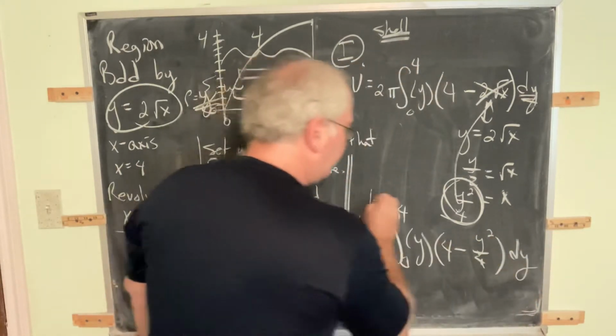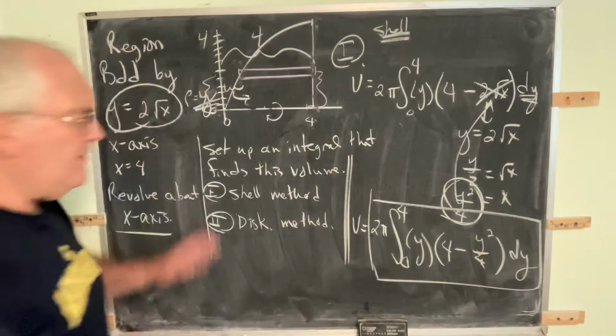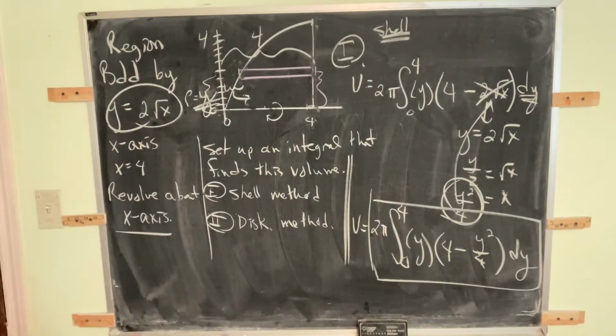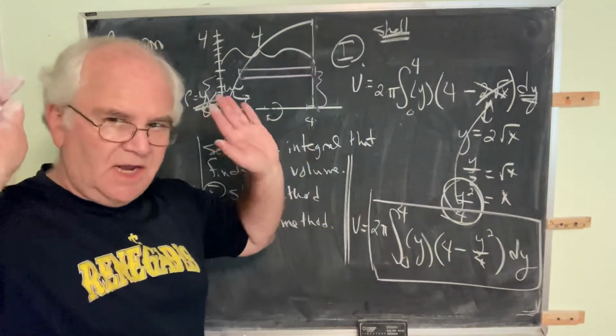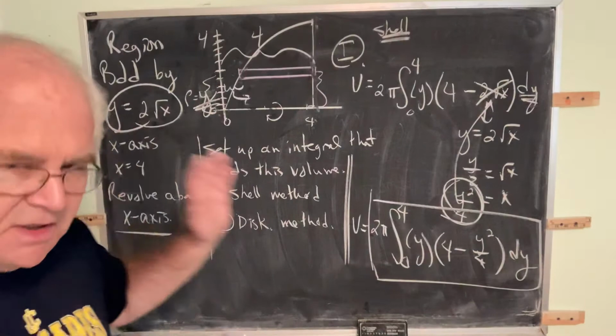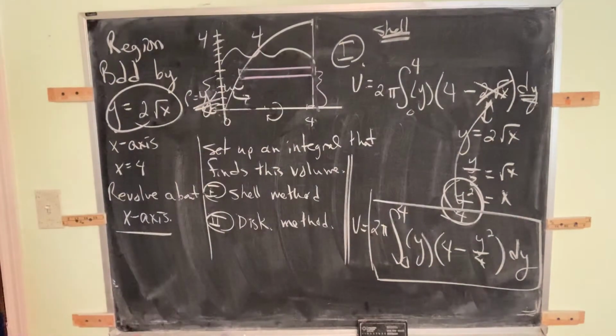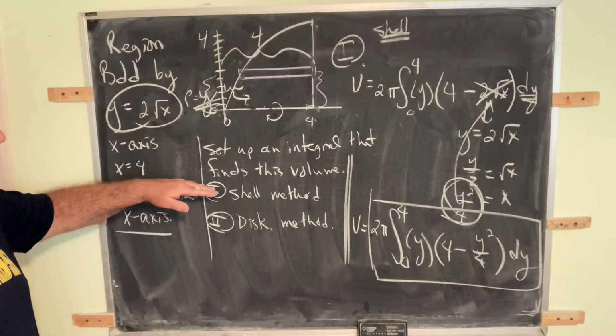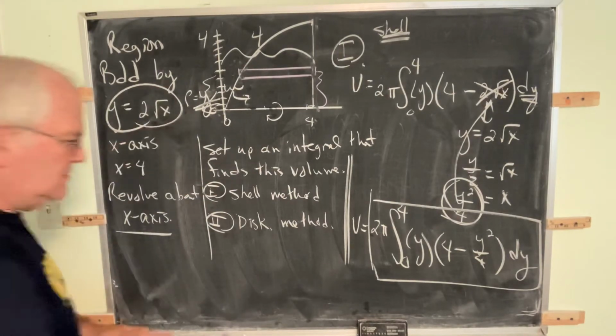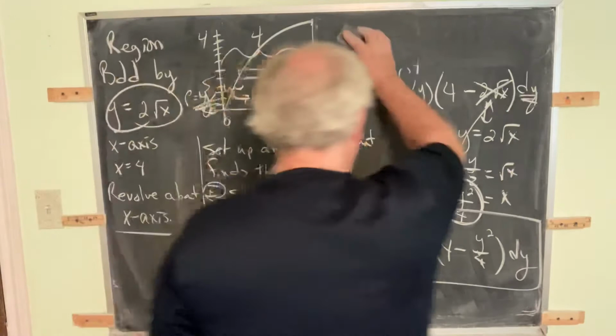And we're out. If all you're asked to do, and typically in this chapter of material, all I'm going to ask you to do is set up the integral. As soon as you set the integral up, you're done. You don't need to try to simplify it. You don't need to try to evaluate it. That's the value we're looking for. So that's the shell method. All right. Now let's go back to the very start here.